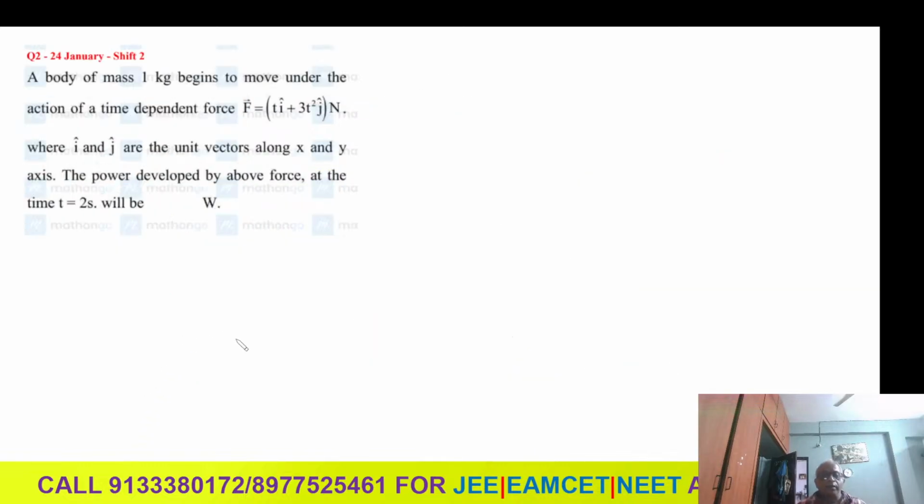Next, a body of mass 1 kg begins to move under the action of a time dependent force, where i and j are unit vectors along the x-axis and y-axis. The power developed by the force at time t equal to 2 seconds. You know power. Power is instantaneous power, which is F bar dot V bar.